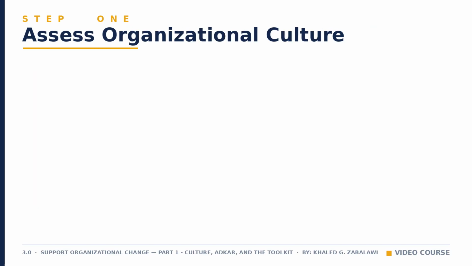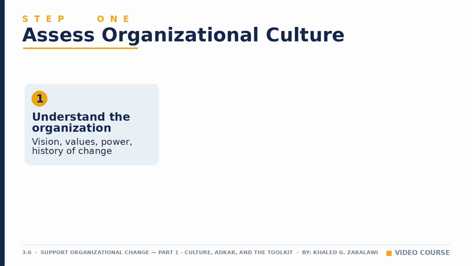Before you can plan any change, you need to understand the soil you are planting in. That means 3 connected moves. Review the organization's vision, mission, values, and norms. Look at leadership styles and power structures, and study how this group has responded to change in the past. History is often the best predictor of future resistance.